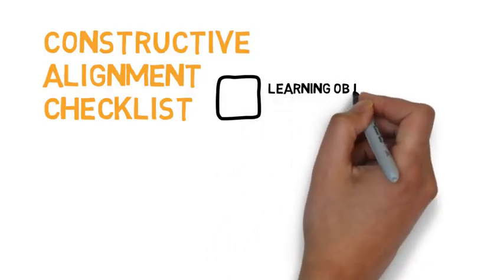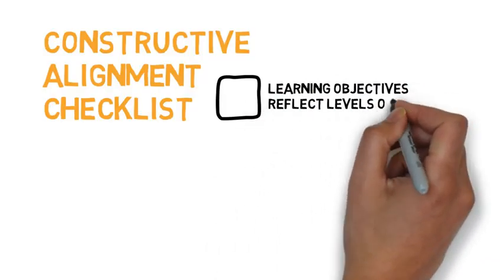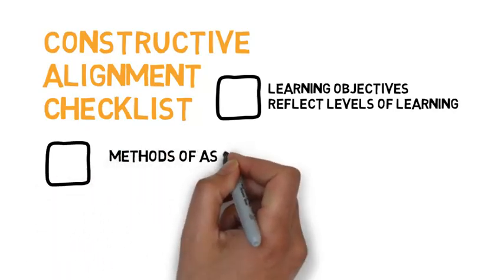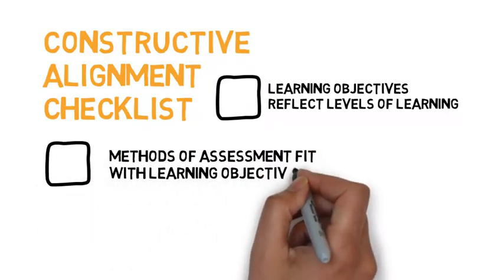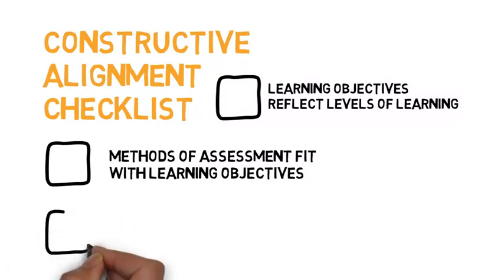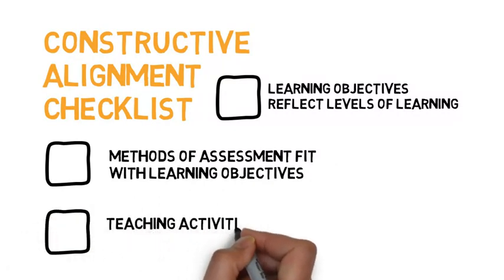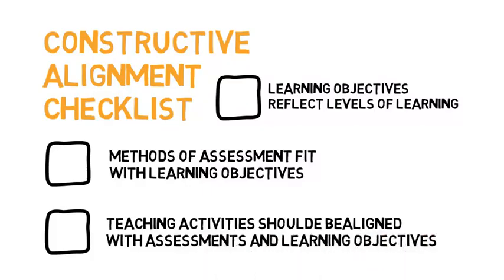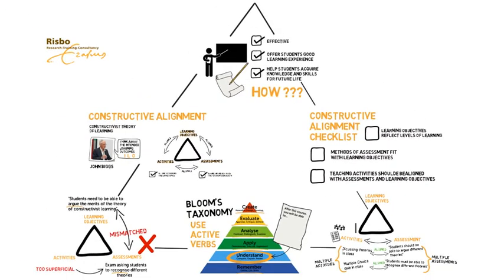First, make sure your learning objectives clearly reflect at which cognitive level they are targeted. Then, think about the methods of assessment that would best fit these learning objectives. And last but not least, design teaching activities and practice assignments that are aligned with both the assessments and the learning objectives, thus completing the triangle.